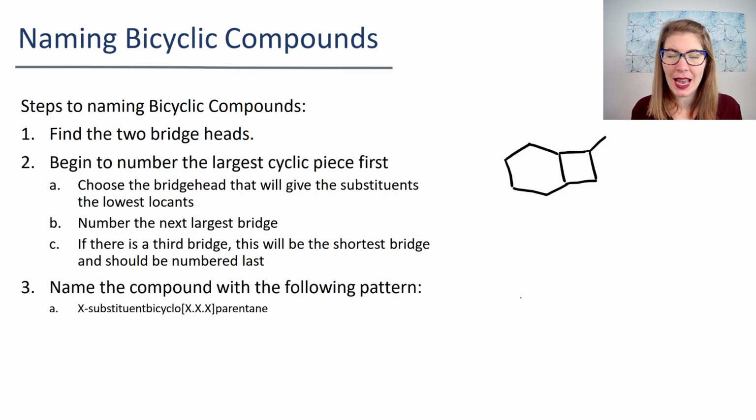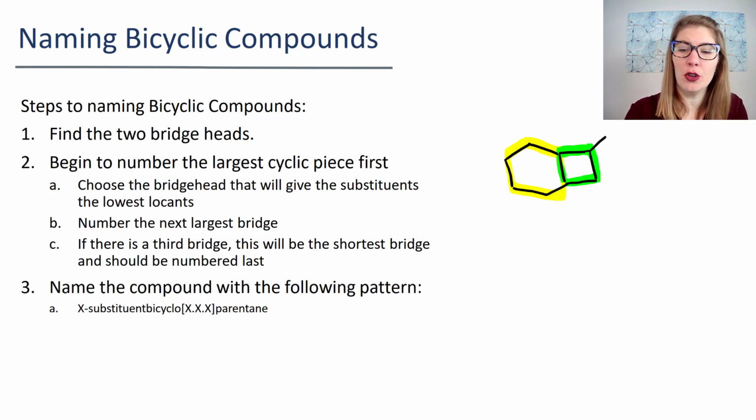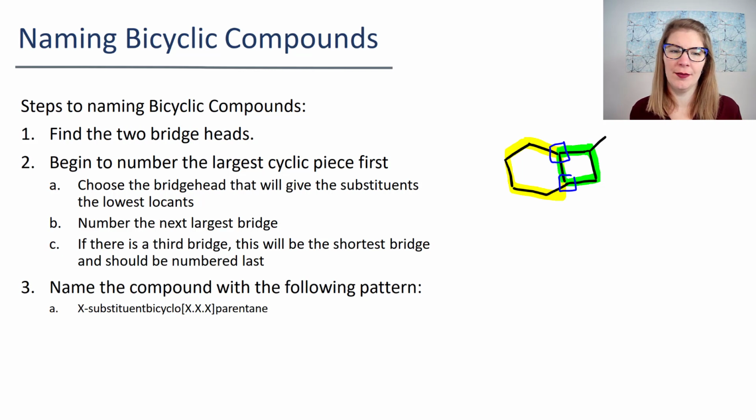One thing that might be helpful as you're starting is to go ahead and highlight the different rings. So here's one ring, and here's the second ring. And once you highlight those 2 rings, the places where the rings have a carbon in common are your bridgeheads. And you should always have two bridgeheads. So here is one and here is the other one. So I found my two bridgeheads.